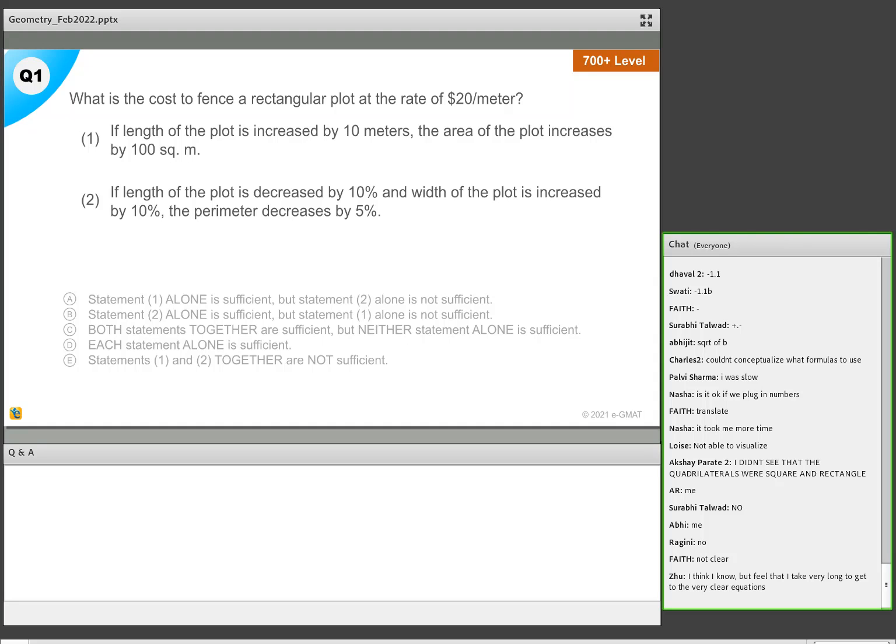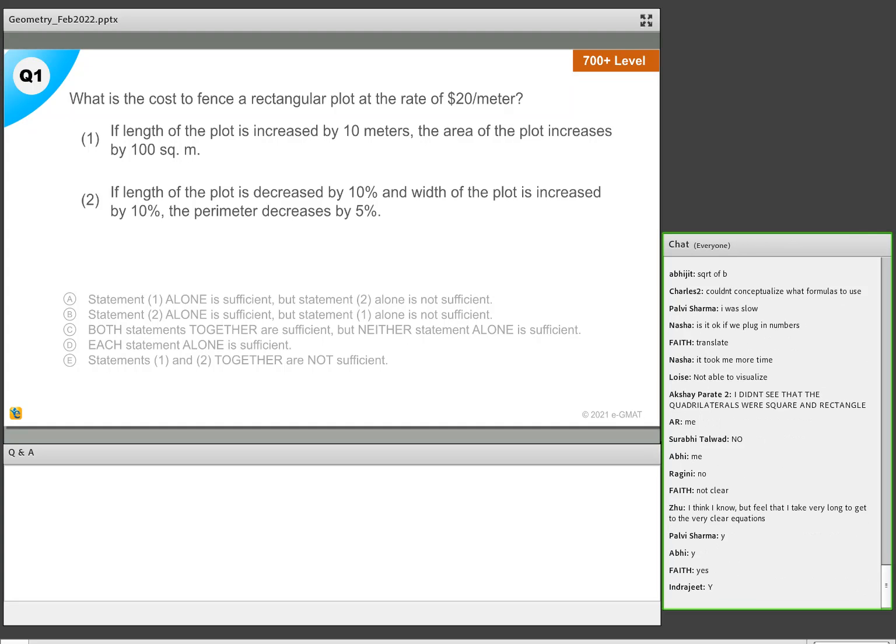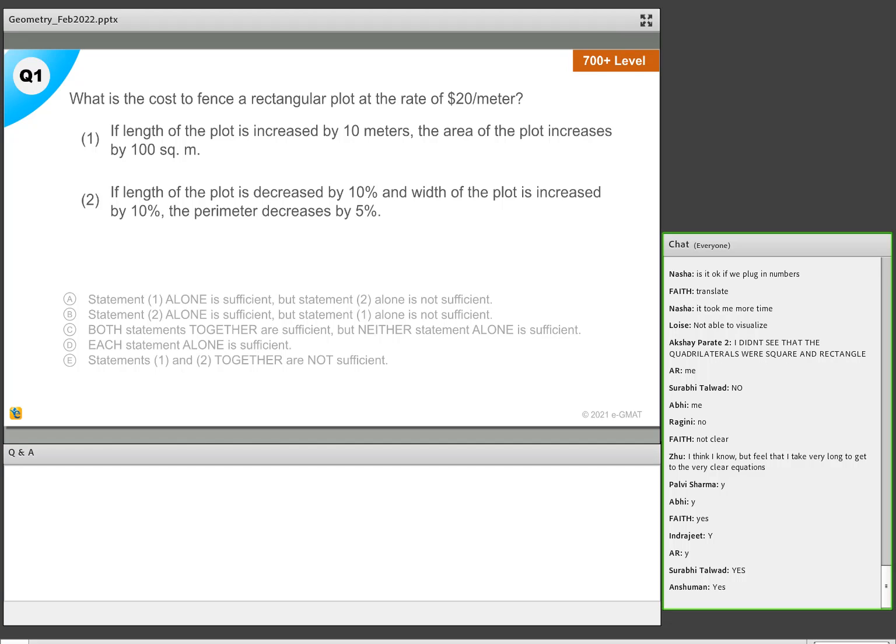See, data sufficiency, at the end of the day, if you look at the options, first let's look at the options. Let's come back here. Let's look at the options that we have.